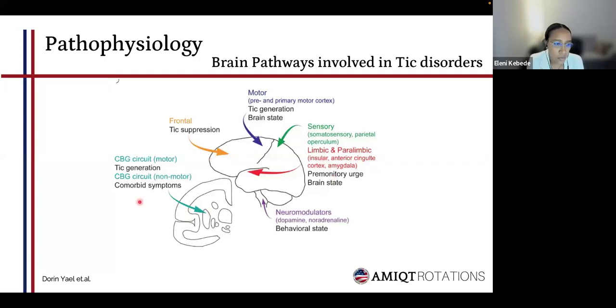And the comorbid symptoms like OCD or ADHD that happen with Tourette's are also happening within the corticobasal ganglia circuits. And on top of all these circuits being activated, the frontal lobe, which has the tic suppression power, has been inhibited in some of the patients. So when we do behavioral therapy, as we'll see later, we're trying to develop this part and get the tic suppression back in order. And the other is the behavioral component of the tics, which is said to be controlled by neuromodulators like dopamine and noradrenaline.